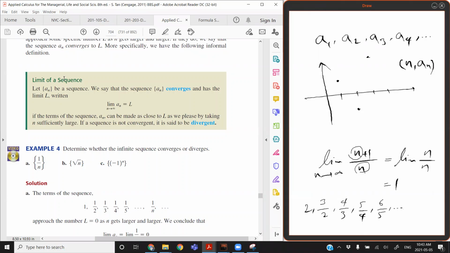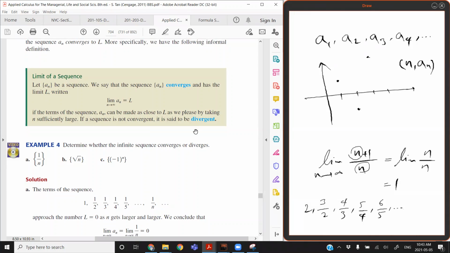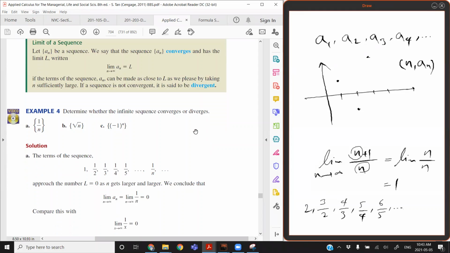then we say that the limit of the sequence is that number L, and we say that the sequence converges or has the limit L. So, the limit of a sequence: let an be a sequence. We say that the sequence an converges or has the limit L, and we write it like this, the same notation as we use for functions, if the terms of the sequence an can be made as close to L as we please by taking n sufficiently large. Same definition that you had for the limit when x approaches infinity. If a sequence is not convergent, then we say that the sequence is divergent, or the sequence diverges. Is that clear?